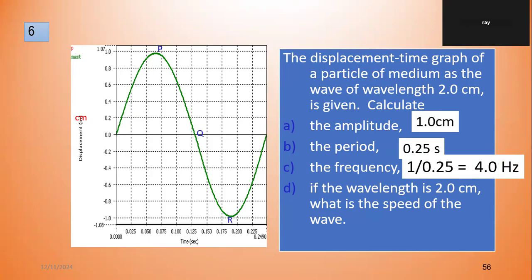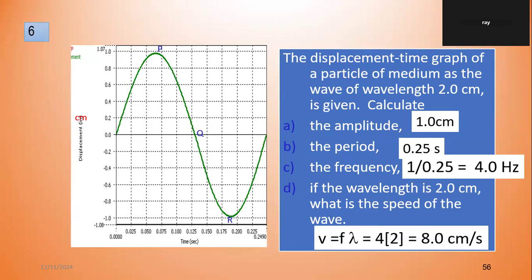What's the speed of the wave? Basically getting you to play with the formula v = f λ. Frequency is 4 hertz, you can calculate that, and the wavelength is 2 cm. So the speed is 8 cm per second.